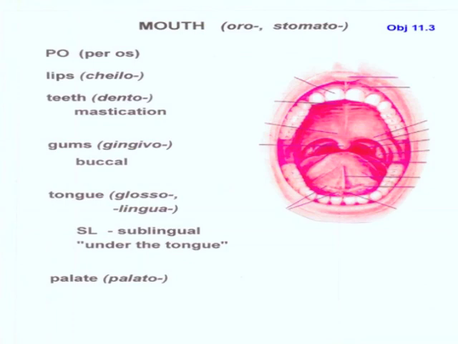Now we will discuss the individual parts of the GI system. First is the mouth. Our root words here are oro and stomato. We see the PO again, which means per os, or by mouth. We see lips, the root word for that is chylo. We see teeth, which is dento. We see mastication again, which is chewing. Gums is gingivo. We see buccal again, which is for cheek. Tongue, or glosso or lingua. We see SL again, which is sublingual or under the tongue, and we see palate or palato.